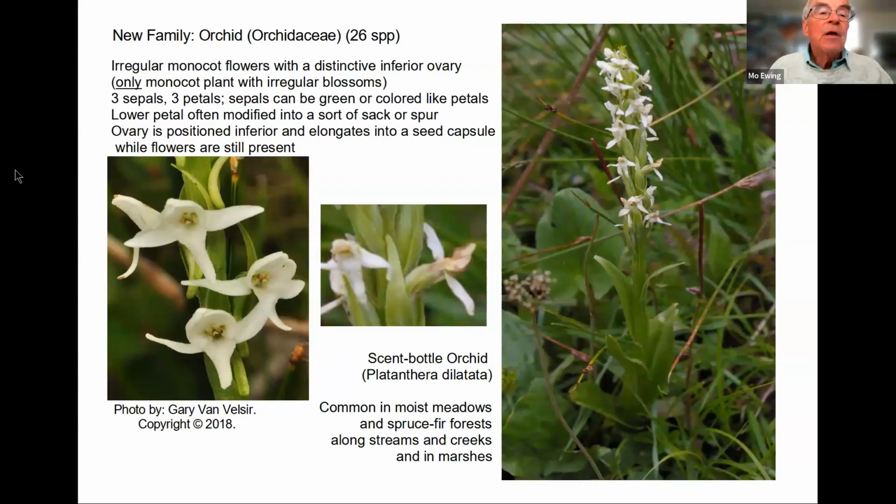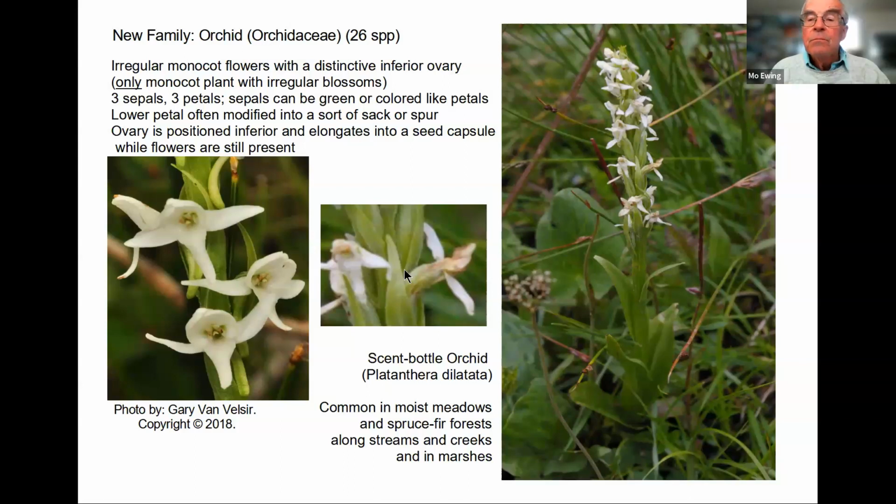And they're called irregular monocot flowers with a distinctive inferior ovary. And this is the only monocot plant with irregular blossoms. Remember the monocots? And it's the fact that it can only be cut in one direction. And here's the ovary down here below the petals.